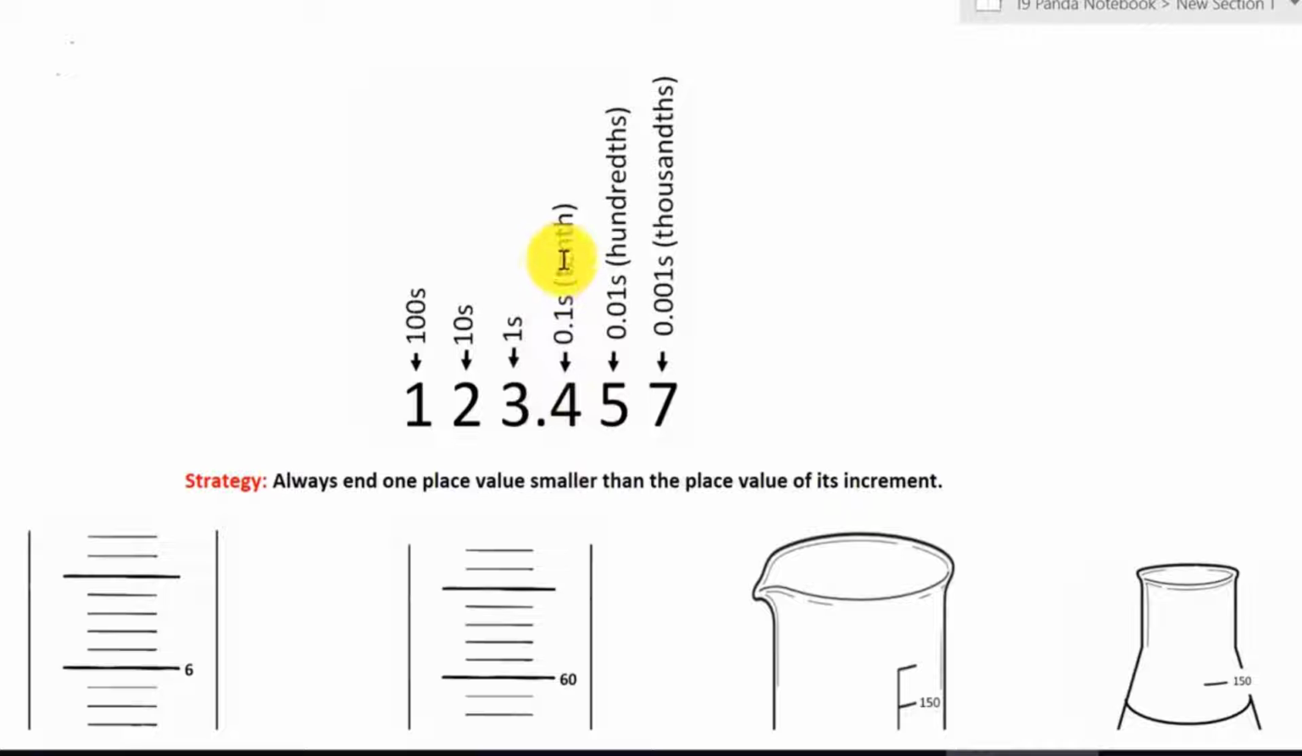Here we have tenth, that means 1 over 10. Here we have hundredths, 1 over 100. Last one, thousandth, that means 1 over 1,000. The strategy is to always end one place value smaller than the place value of its increment.